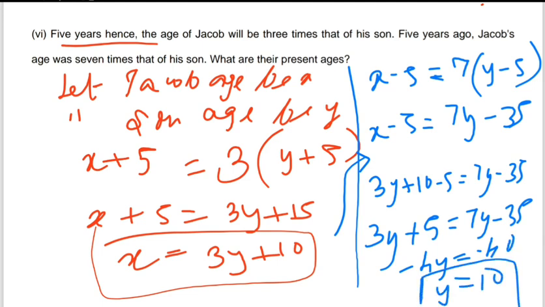So the age of Jacob's son is 10 years. Now let's do for x. So if we take for x, 3y is 30. 30 plus 10 is equal to 40. So value of x is 40. That is, the age of Jacob is 40.